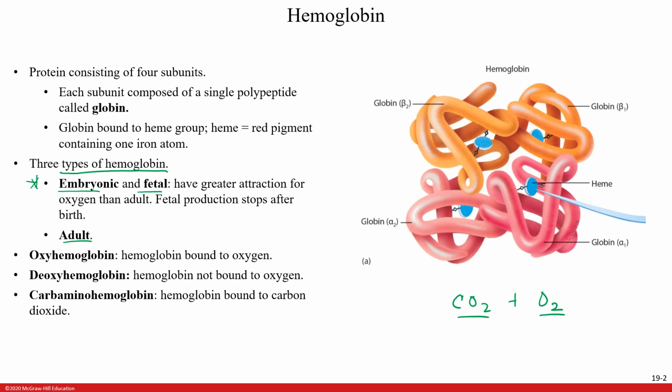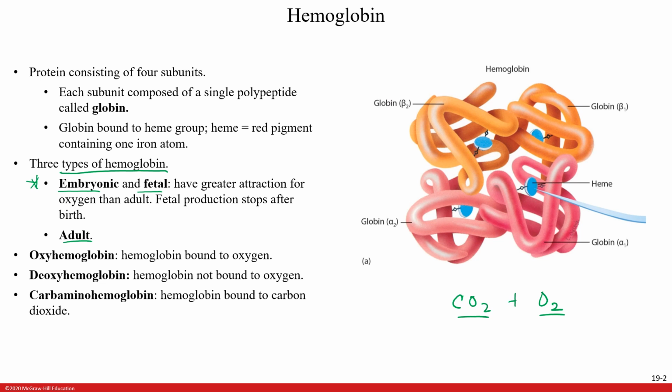Some of you have already figured this out. I want the rest of you to think about this question, because this is what I want you doing. I want you moving beyond just memorizing the words in the PowerPoint to thinking about why. Why would it make sense for an embryonic or fetal hemoglobin molecule to have a greater attraction for oxygen than an adult hemoglobin molecule does?